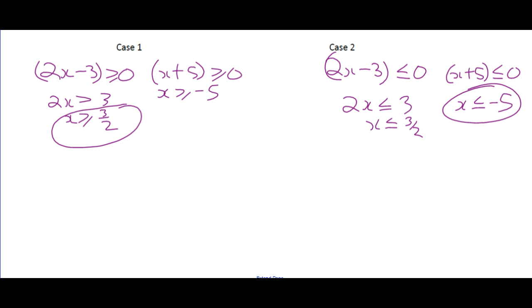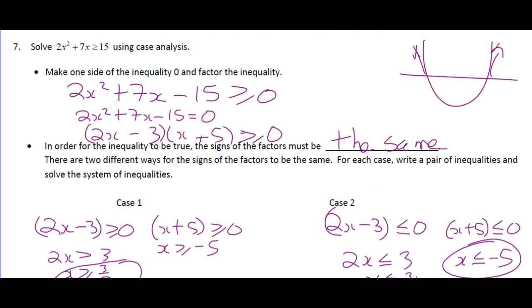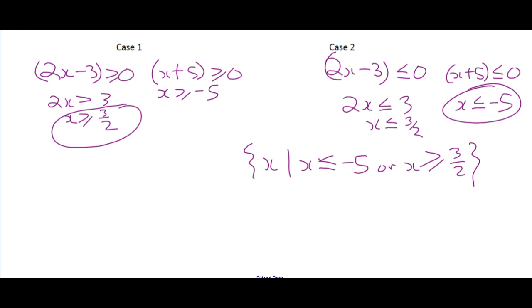So your solution is the set consisting of x less than or equal to negative 5, or x greater than or equal to 3 halves. And I know this solution comes as a shock, right? Because this is the negative 5, and this is the 3 halves. So we already knew going in that it was greater than or equal to 3 halves, or less than or equal to negative 5. And there we go.